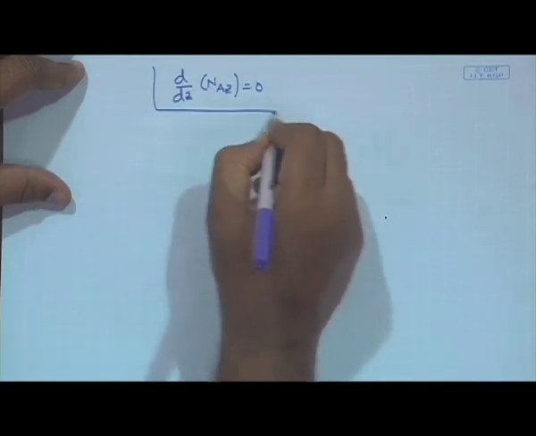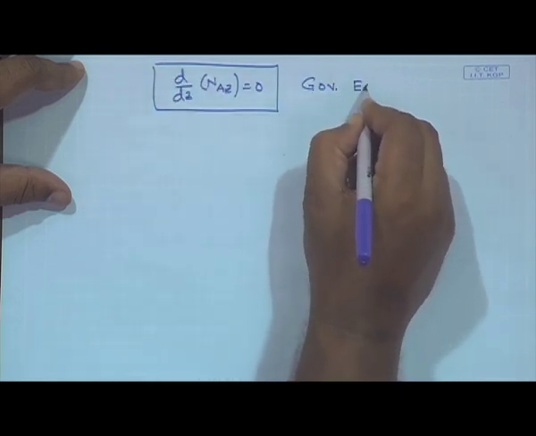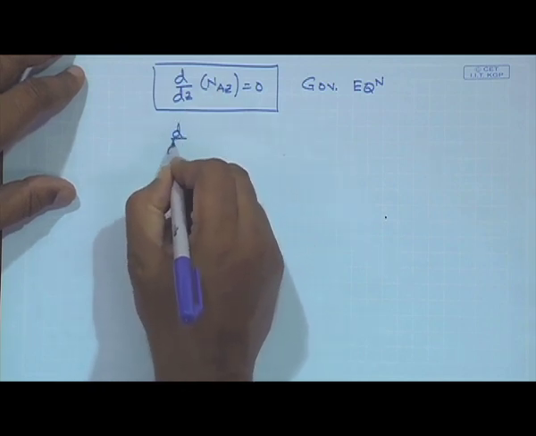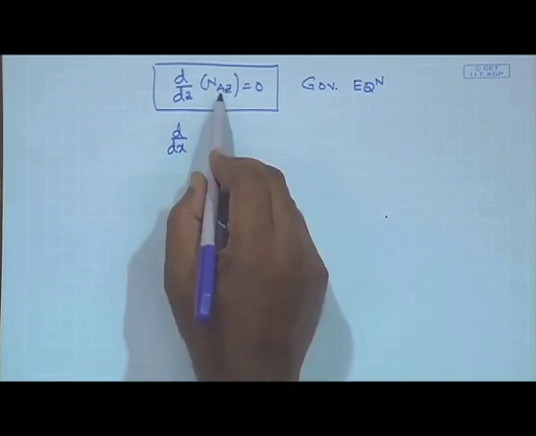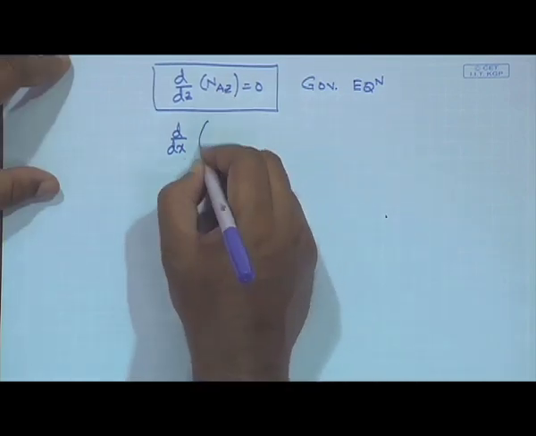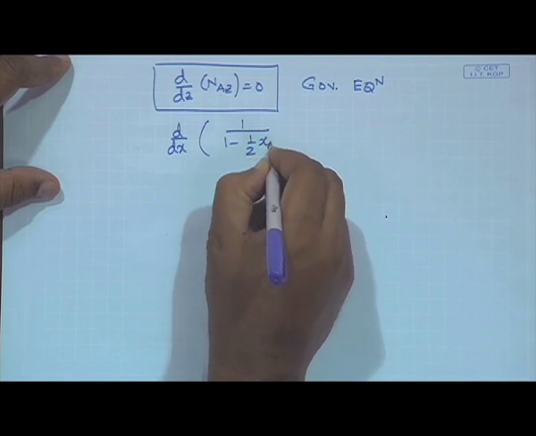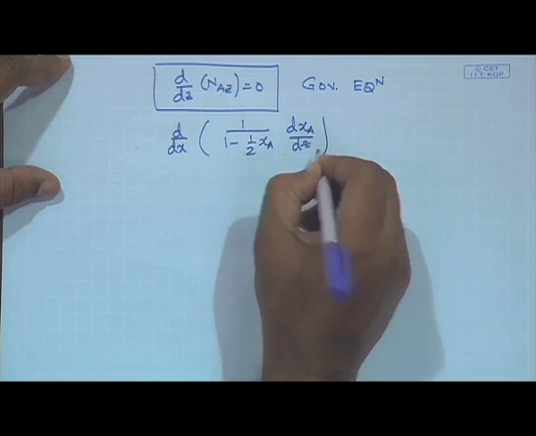So, this is the governing equation for the modeling exercise which we are doing, and when we plug in the expression for N_A,z into this, what we would get is d/dz of (1 by (1 minus half of x_A)) times dx_A/dz will be equal to 0.